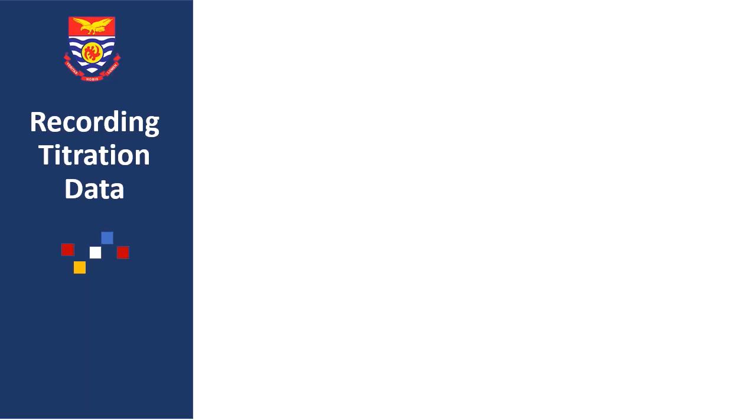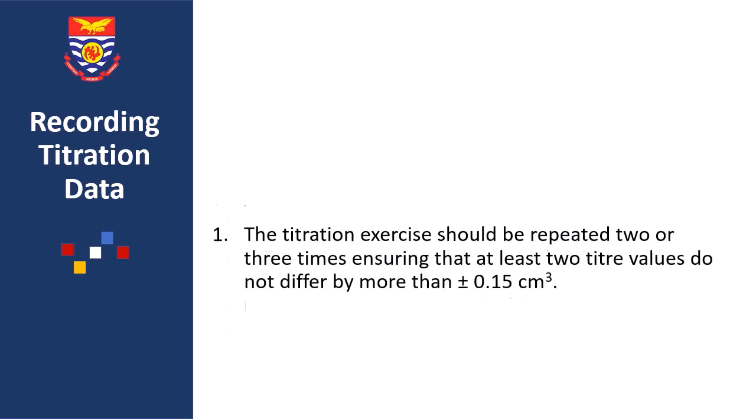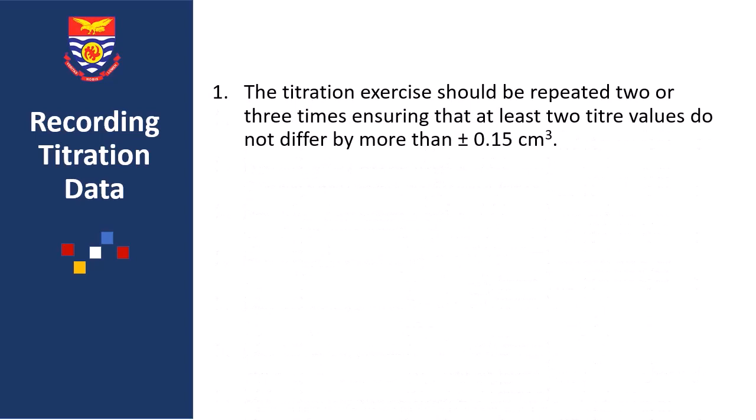Now you have selected your indicators and you have done your titration. How do you record your data? There are some technicalities that you need to take note of. One is that the titration exercise should be repeated two or three times, ensuring that at least two titer values do not differ by more than plus or minus 0.15.